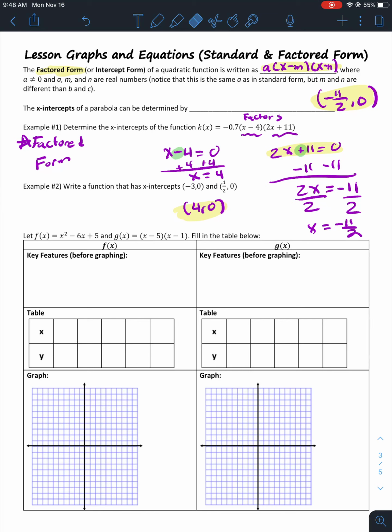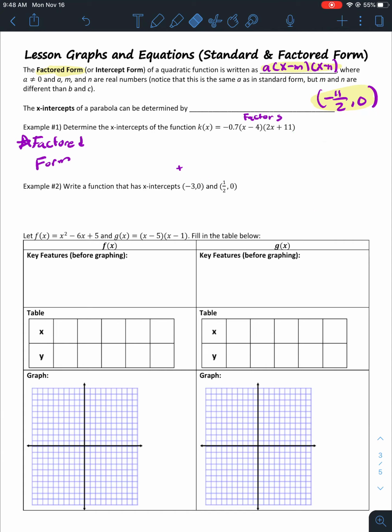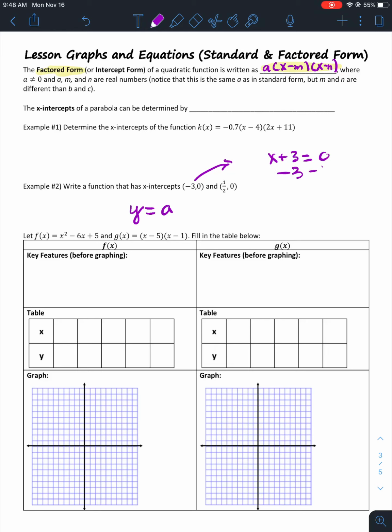So the next part I'm going to do is example 2. So erase this once again. Okay, so number 2, this time I'm given x-intercepts and asked to go backwards. So I know my answer is going to be y equals a, because I don't know what my a value is, and the question doesn't ask to find a. So in order to get negative 3, I know it has to be x plus 3 equals 0, because this is the only way that I can get a negative 3. So that's why it has to be the opposite sign here.